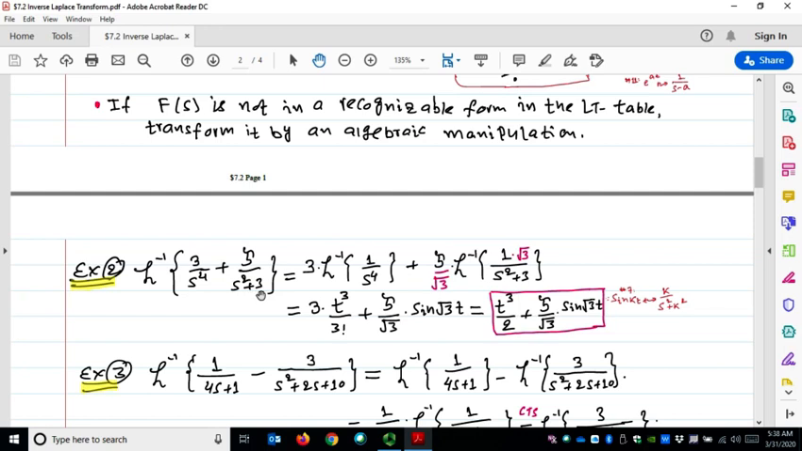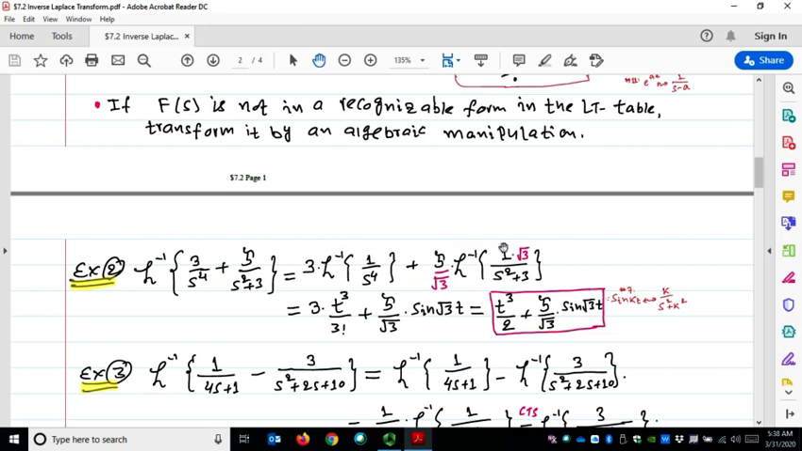So in the solution, the inverse Laplace transform is linear, so you can compute the inverse Laplace transform of each of these terms. The first one, 3 times the inverse Laplace transform of 1 over s to the power 4. This one fits the Laplace transform table. The next term, I can pull 5 outside. Then we have the inverse Laplace transform of 1 over s squared plus 3.